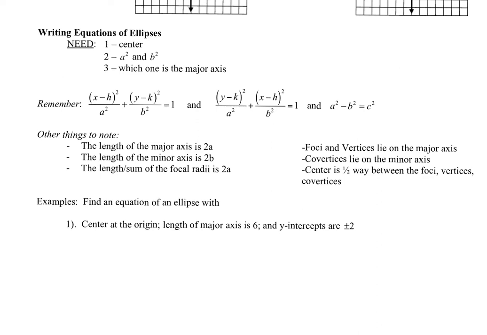So today our notes are going to talk about writing equations of ellipses. In order to write the equation of an ellipse, we need to know the center, we need to find our a squared and b squared, and we need to know which one is the major axis.